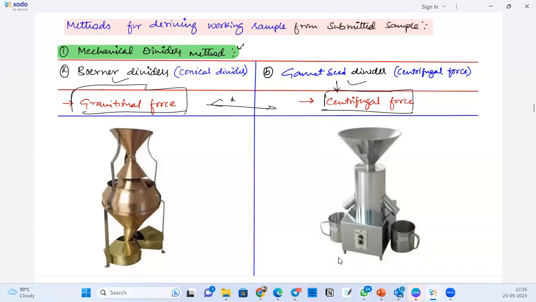So this will be very much important. Just try to remember it. This is a Boerner divider and this is a gamete divider. It is also called a conical divider. And also try to remember the other names.